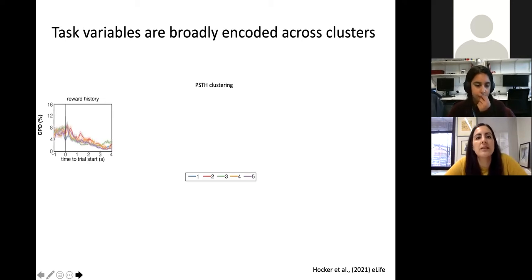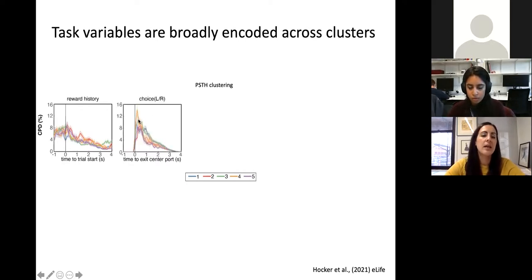And so the question is, do different clusters encode different task variables? And somewhat disappointingly, the answer was no. So here I'm showing the CPD, or the percent variance explained, that's accounted for by the reward history kernel. This is basically a kernel that says the previous trial was rewarded. And we knew from just the raw data that this tended to be encoded around the time of trial start. And so we see that in the CPD, but this is the average CPD as a function of time for the different clusters, and they all look pretty similar.